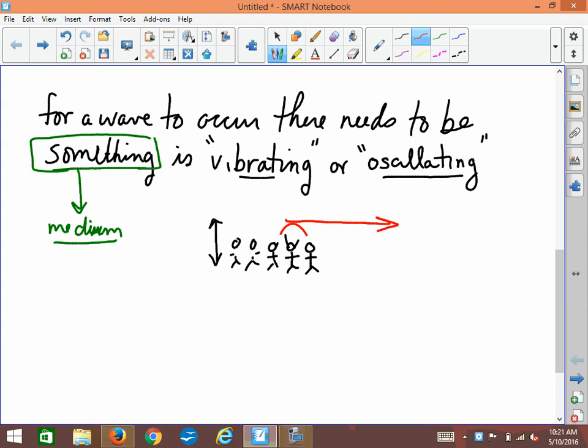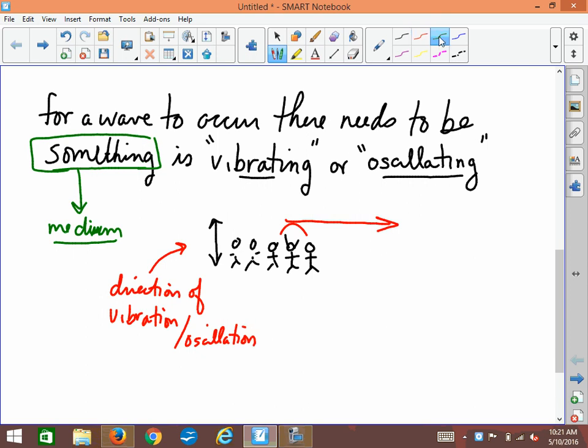So the people are not moving sideways. People are not running across the stadium. They are simply standing up and down. And so we're going to give two different names to these motions. The up and down motion is called the direction of the vibration or the oscillation. Okay? A vibration or oscillation.